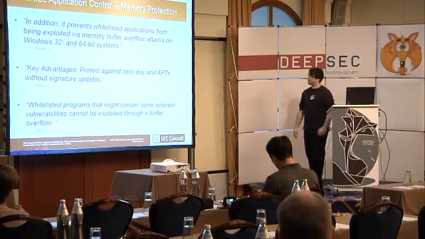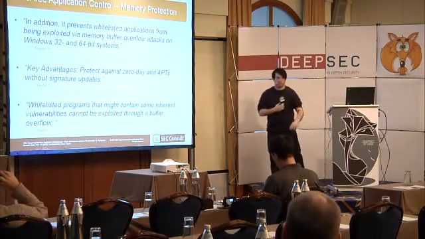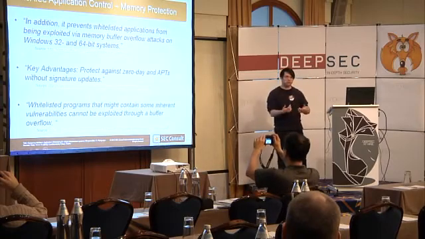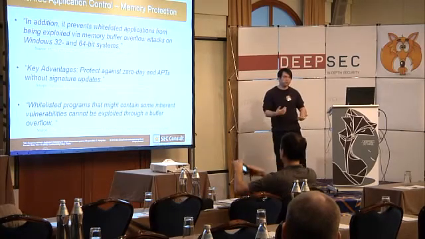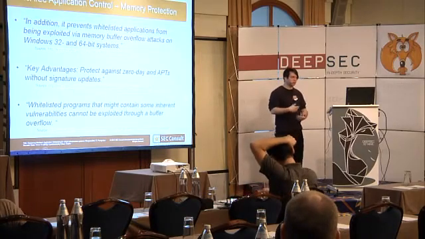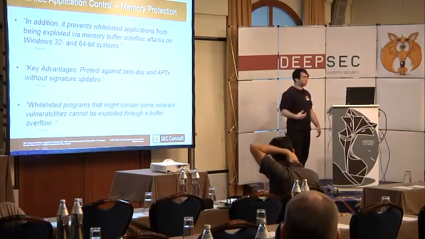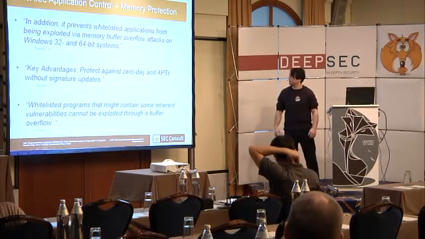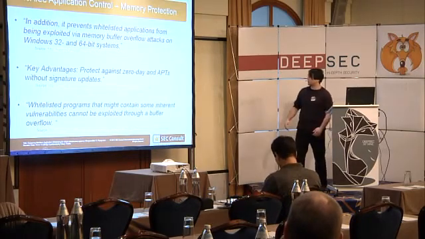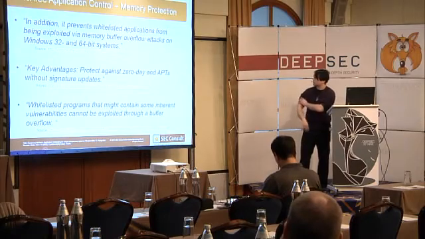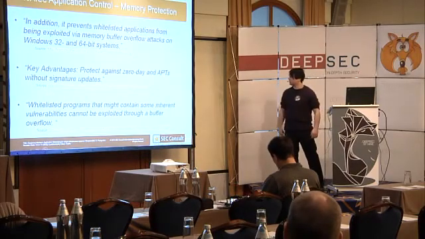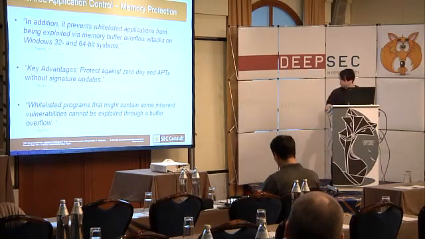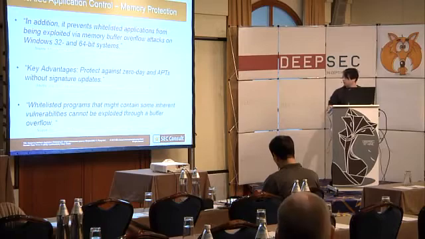In addition, we have some memory corruption protections, because the problem is, if you have a memory corruption vulnerability, you can inject code into one of the whitelisted applications, which means you can bypass application whitelisting. So this is the reason why they use memory protections. You see here some claims from their site, typical claims, like you cannot exploit buffer overflows with their protections, or they protect against zero-day attacks and APT attacks, or vulnerabilities cannot be exploited through a buffer overflow anymore.